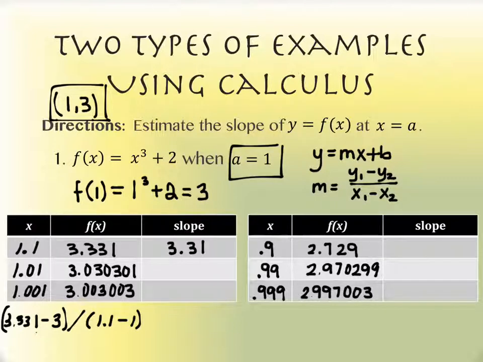Because I already have my calculator with this already in here, the next one's going to have different numbers, but the numbers 3 and 1 are going to stay the same, right? I'm not going to change those. So in particular, what I'm about to enter is 3.030301 minus 3, divided by, and now I'm going to enter 1.01 minus 1. I'm going to do that by hand, and then I'm going to show you a shortcut in a second.